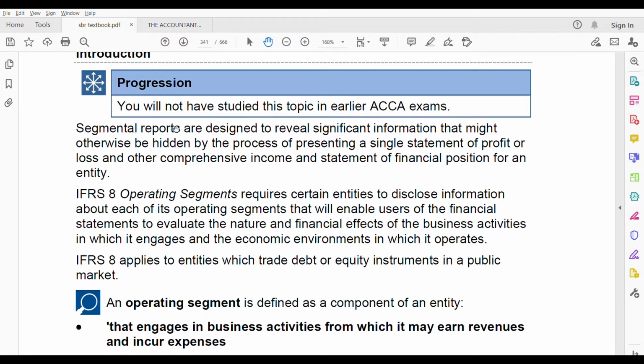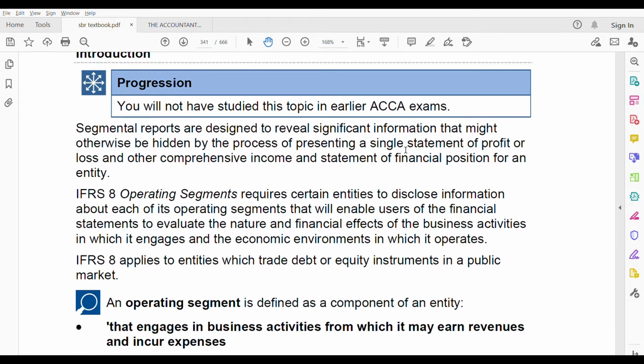Segmental reports are designed to reveal significant information that might otherwise be hidden by the process of presenting a single statement of profit or loss and other comprehensive income and statement of financial position for an entity. Right? Why do we present segment reports? What is the use of IFRS 8? Sometimes we don't get the information which we might need just looking at the single statement of profit or loss and financial statement.